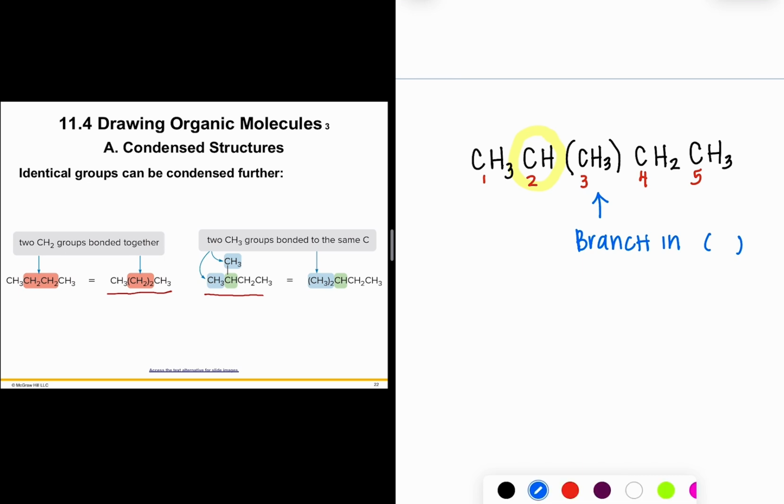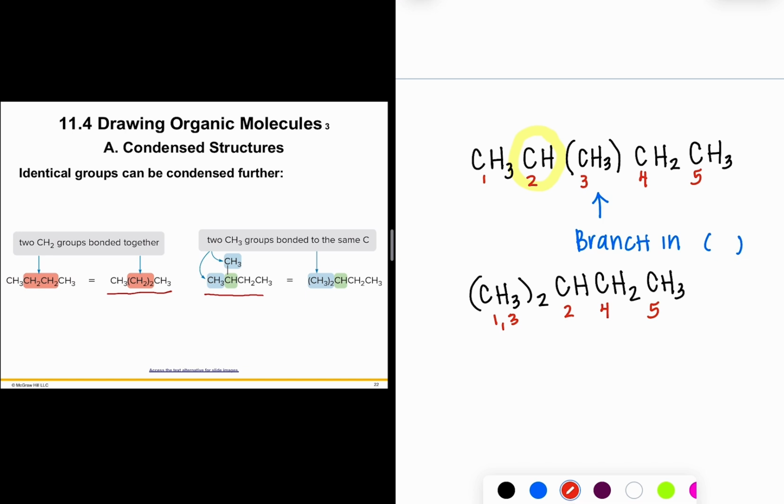There's another way to write it, which is, whoops, let me change the color here. CH3, 2, CH, CH2, CH3. And I'm going to go ahead and number my carbon atoms. So this is carbon number 1 and 3. This is carbon 2, 4, and 5.